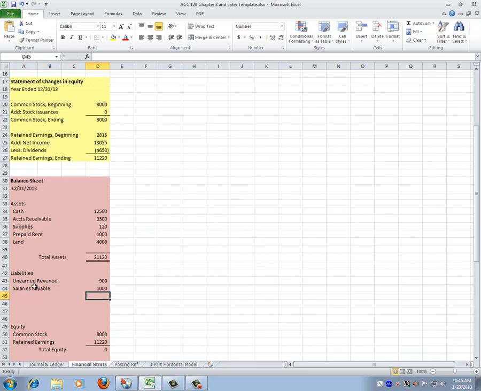Now be careful, we're looking for the salaries payable liability here, not the salaries expense that belonged on the income statement. We're looking for the unearned revenue liability here, not the service revenue that belonged on the income statement. We're looking for the prepaid rent asset here, not the rent expense that belonged on the income statement. We're looking for the supplies asset here, not the supplies expense that belonged on the income statement.